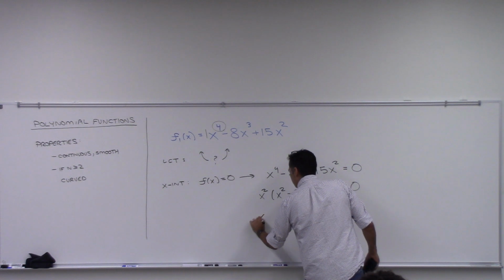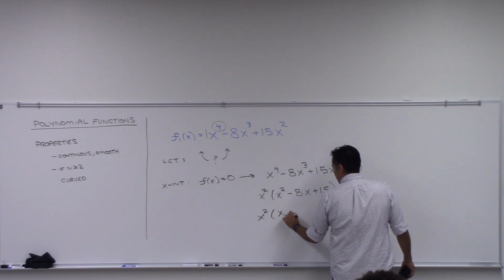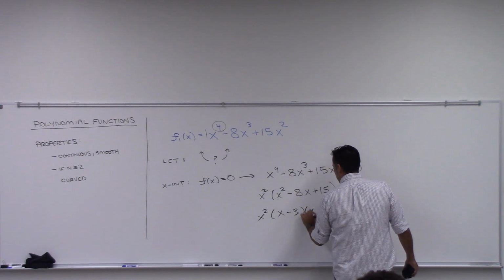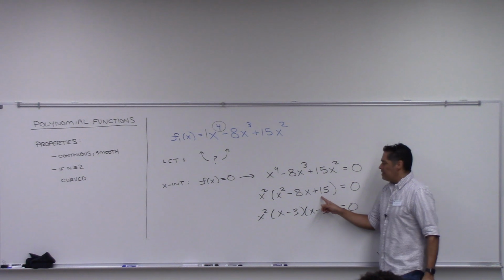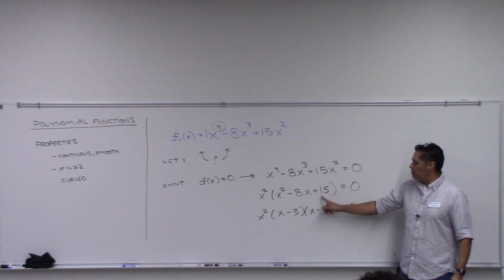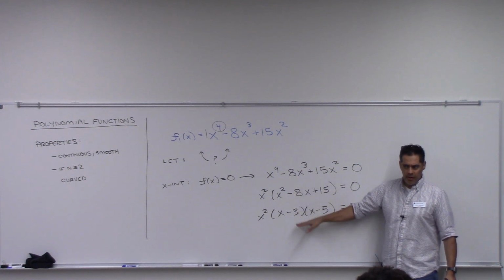So I have x squared, and then I have x minus 3 and x minus 5 equals 0. So this goes back to that whole thing where you have to find two numbers that multiply to 15 and add up to be negative 8, right? I showed you all a way to do that. Is that okay? Just go here to here.